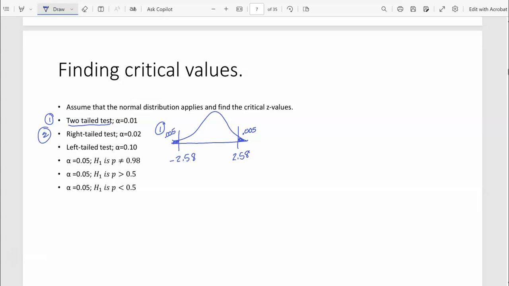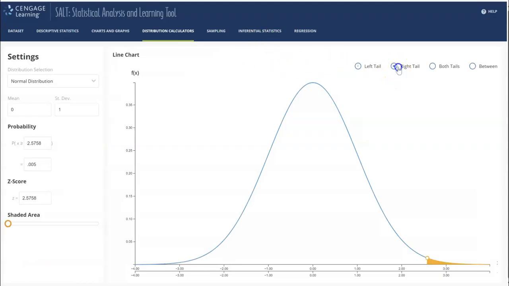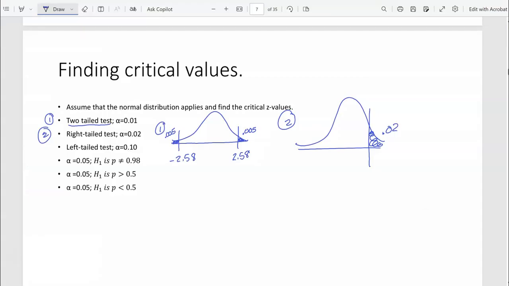Let's look at that second one. The second one's giving us some information. We have a right tail test, and alpha is 0.02. You're trying to find that cutoff score. So we're going to go to SALT, right tail test, alpha 0.02. And our critical value is going to be 2.05. So this is where you may want to pause the video, try the other 4, come back and check your answers.